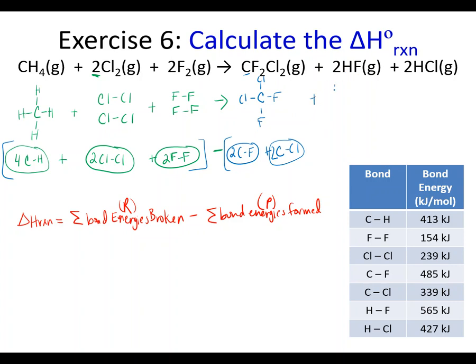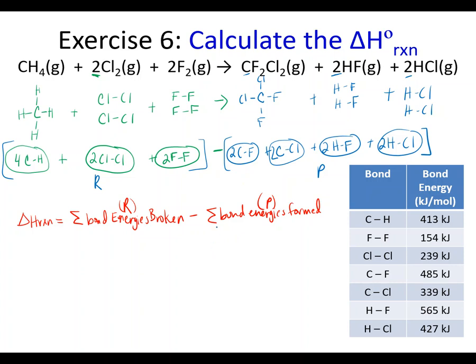Now we have 2 more products to deal with. So 2 HFs, HF is going to be a single bond, obviously. Pretty obvious, but there's 2 of them, so we have to note that. So 2 HFs, like so, and then the last product, 2 HCl's. So that's going to be 2 of them as well, and we would add that in, 2 HCl's. So these are our reactants over here. Here are our products.